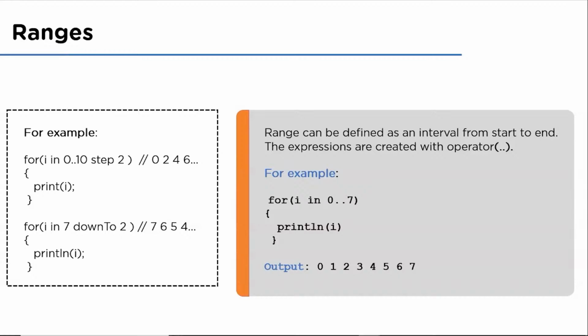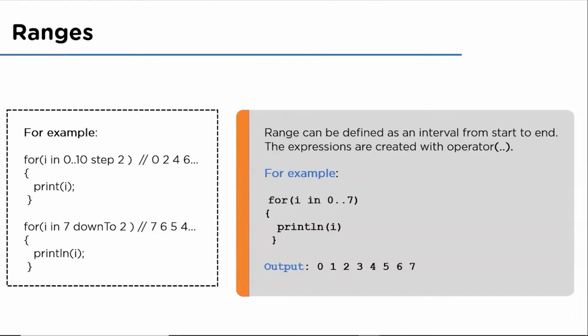Similarly, we can also print the range with gaps like in the example, i in 0..10 step 2, which means that it will print from 0 to 10 with a gap of 2 digits like 0, 2, 4, 6, 8, 10. Range can also be used in decrement manner. For example, i in 7 downTo 2 means the loop will iterate from 7 to 2 in a decreasing order.